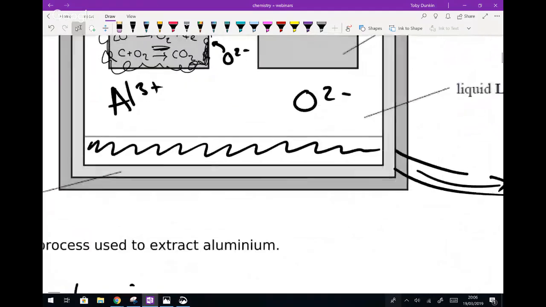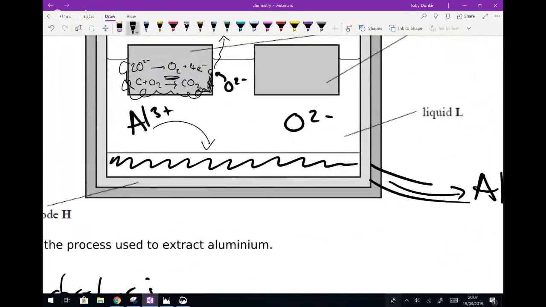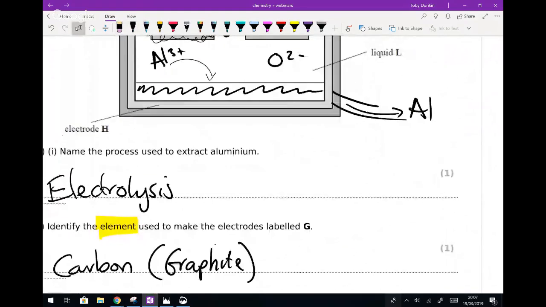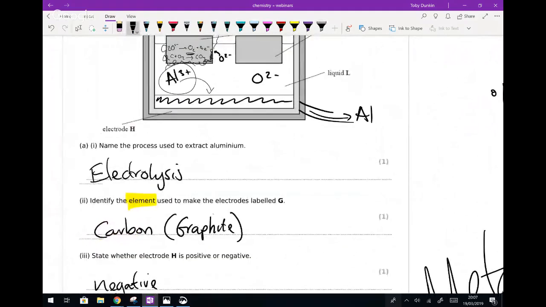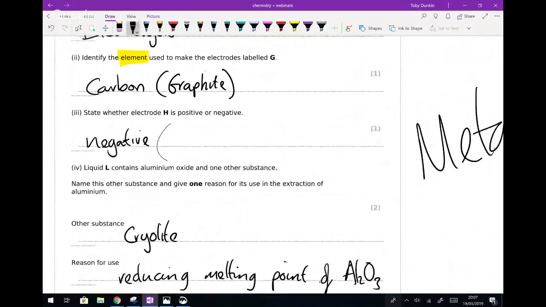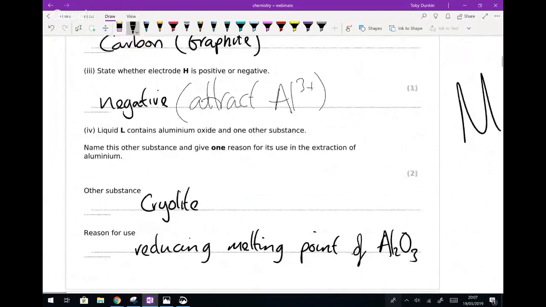So we know that aluminium now needs to go to the bottom because we're going to pool it. So we need to make that the negative electrode to attract positives. Opposites attract. So it's the negative electrode, to attract Al3+ ions. Quite nice to have that detail.